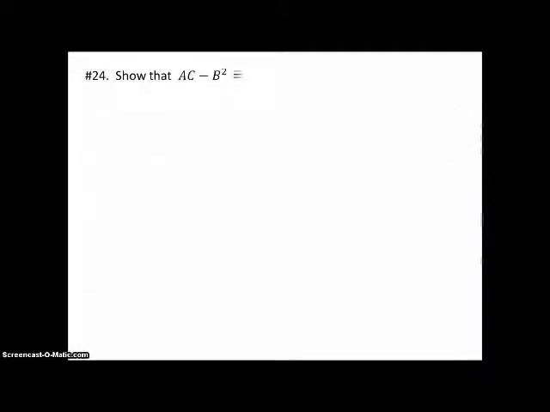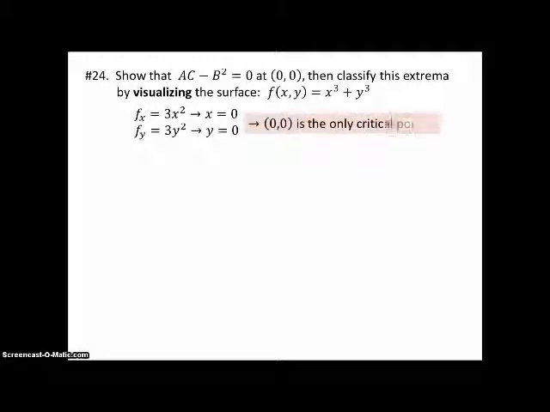Number 24, show that AC minus b squared equals 0 at the origin, and then classify this extrema by visualizing the surface of this function. Okay, so again we need the partial derivative with respect to x and the partial derivative with respect to y, which are 0 only if x and y are 0. So we have shown that this is a critical point. The only critical point, in fact.